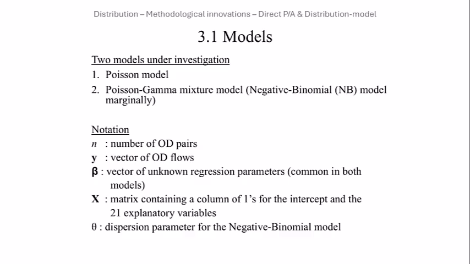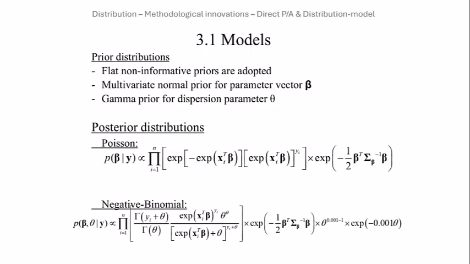Both use explanatory variables to predict OD flows, but the negative binomial adds a dispersion parameter that captures over-dispersion in the data. In a Bayesian framework, these models require prior and posterior distributions. Non-informative priors are chosen for the regression parameters, while a gamma prior is used for the dispersion parameter in the negative binomial model. Posterior distributions then combine these priors with the observed census data, allowing us to estimate the most likely values for all parameters.